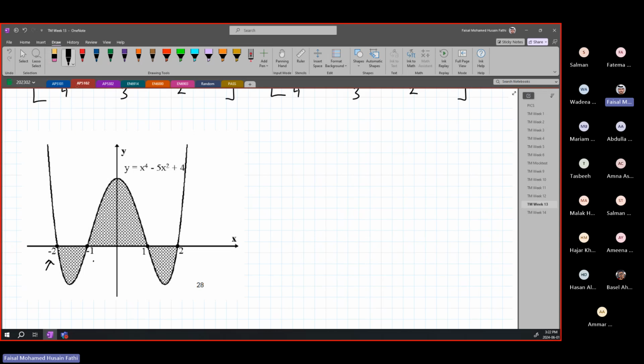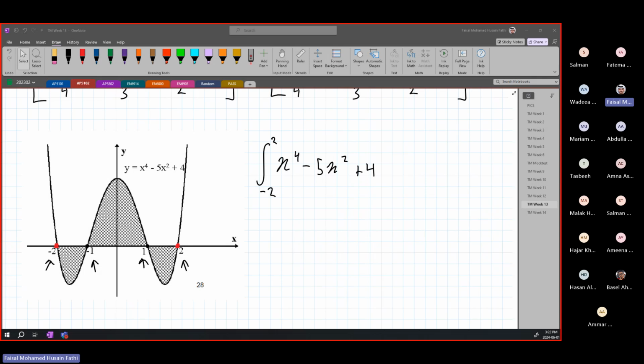They already gave you all the limits. So you are just going to integrate x^4 minus 5x squared plus 4, from minus 2 all the way up to 2. You start from the very first point, getting all the areas all the way to the end point. All right, this is how it is for the area under one curve.